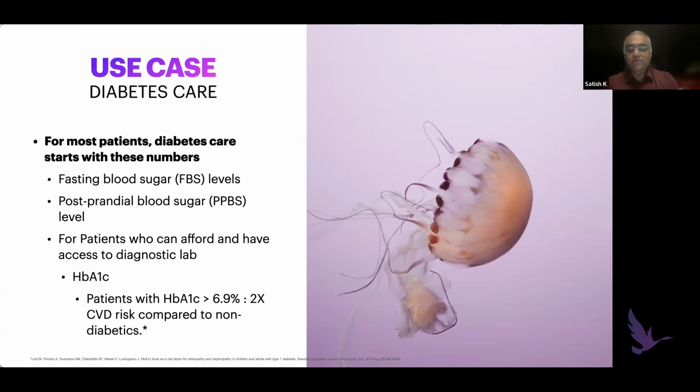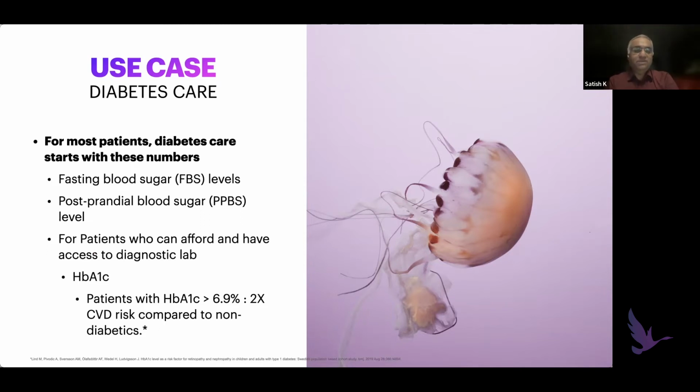And then when you have a good breakfast, and 2 hours after that, you take another blood test, which is also called postprandial. And this was the only information doctors were using to find out how diabetic you are and what kind of medication I must give you.